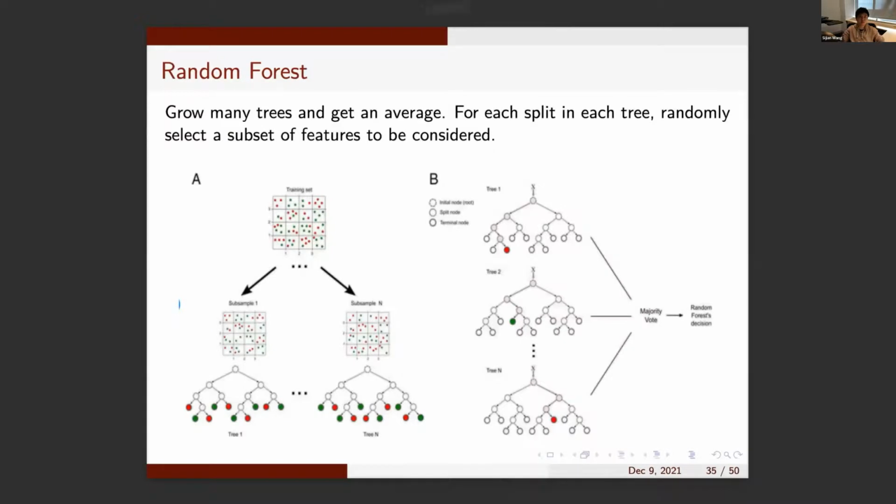And then the next popular method is the random forest, which can be viewed as an extension of the classification tree. Shortly speaking, random forest is just to grow many trees and get an average for the final output. Further, for each split in each tree, the random forest randomly selects a subset of features to be considered. The reason it's called a forest is because we grow many trees, and the reason it's called random is that we randomly select some features to build up our model.